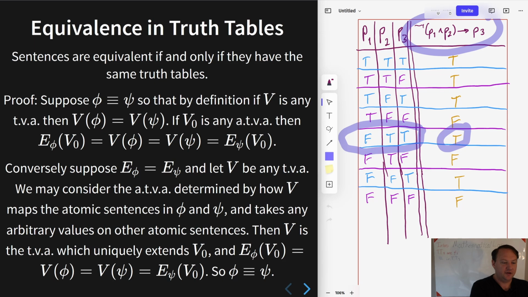And then we can look at plugging this thing into our truth table. E sub phi on that input must equal E sub psi on that same input, because after all, they are the same function. But by definition, E sub phi gives us V of phi, and E sub psi gives us V of psi. And so we're done. We have proved that phi and psi are equivalent.